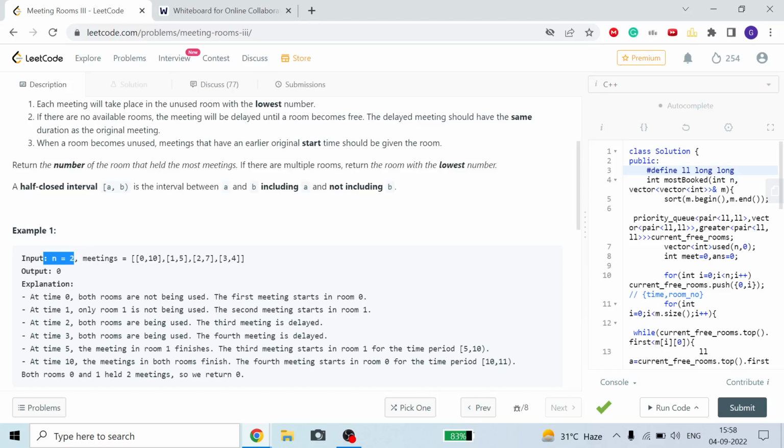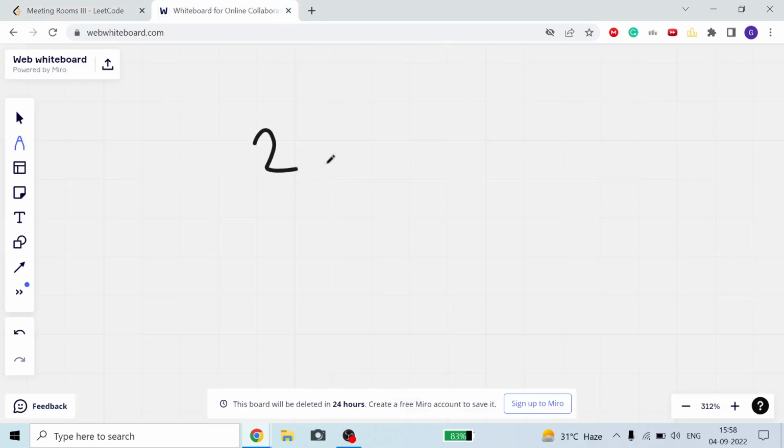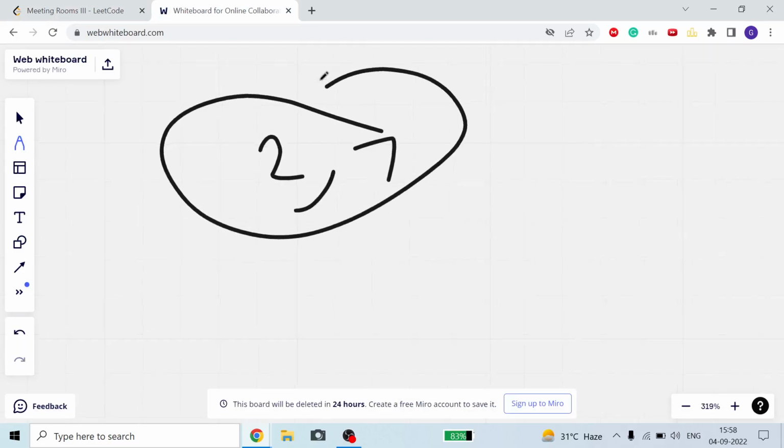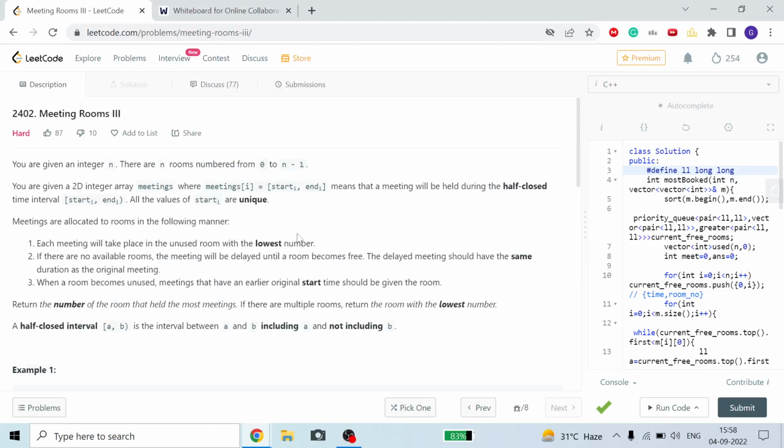Okay, then we have some meetings. The first meeting starts at 0 and ends at 10, the second meeting starts at 1 and ends at 5, the third meeting starts at 2 and ends at 7. I will explain, this is written in the code as well.